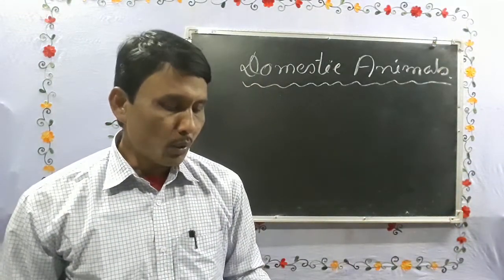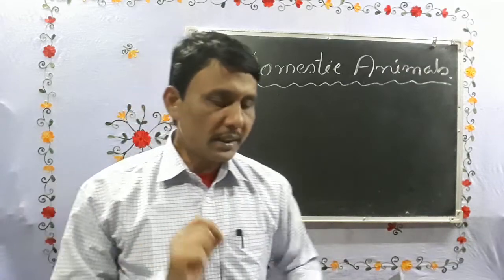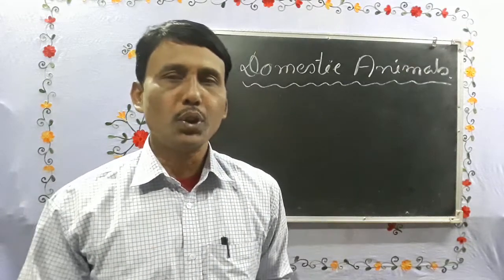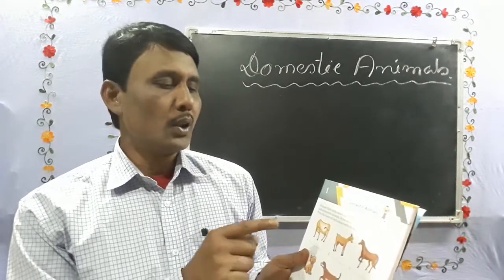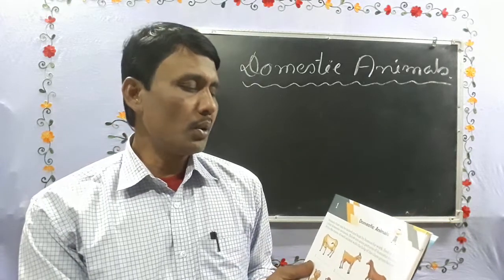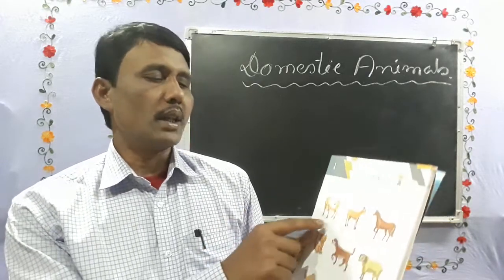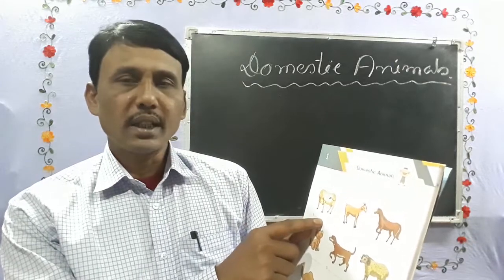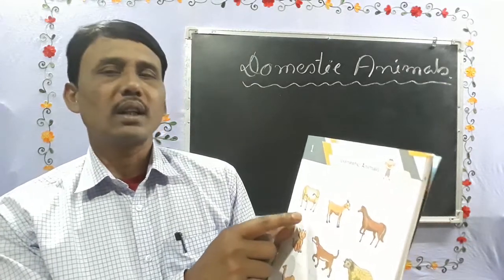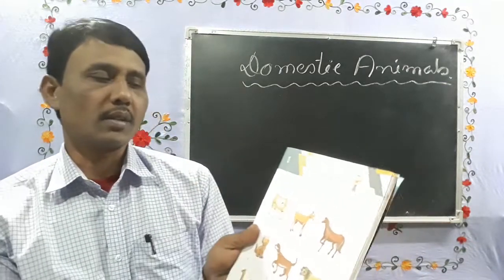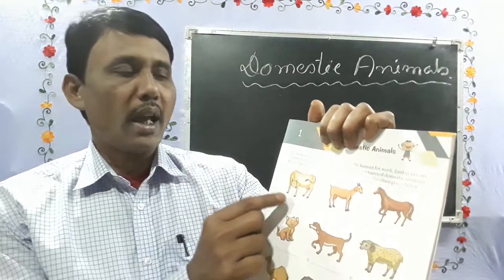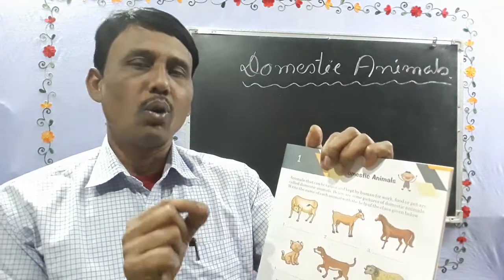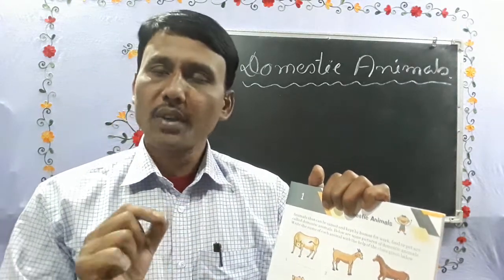So now we are going to talk about the importance of all these animals one by one. First I would like to discuss the first picture. The first picture is the picture of a cow. Clear? Okay. You can see this is the picture of a cow. And now we are going to discuss the importance of the cow.